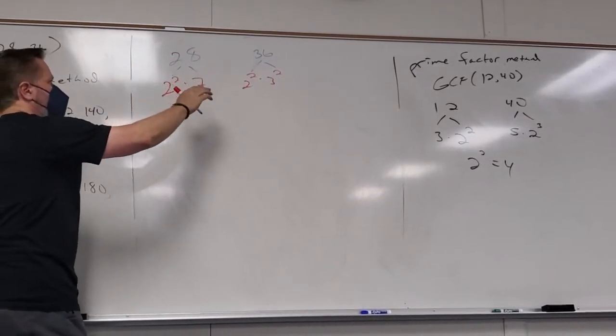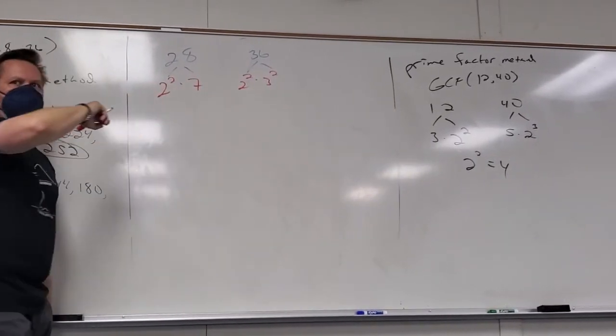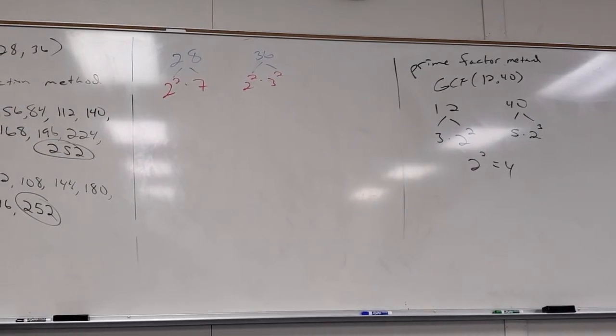The idea here is, here's the bowls of ice cream. What do they both share already? Just straight up? Two squared.